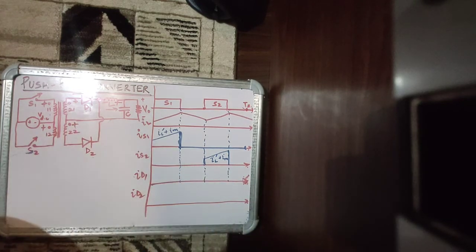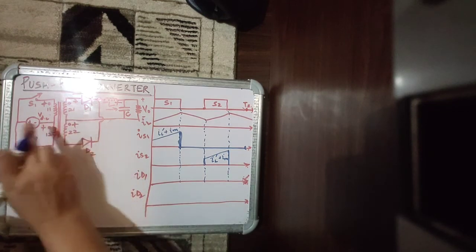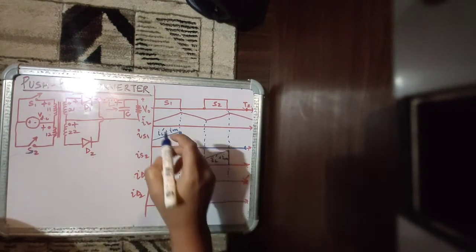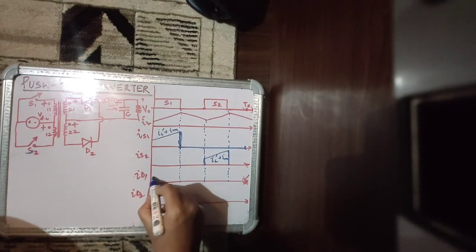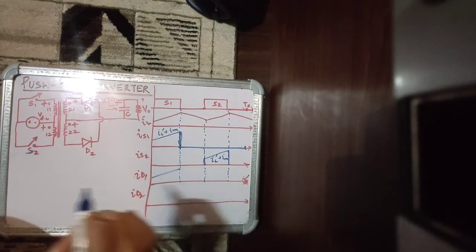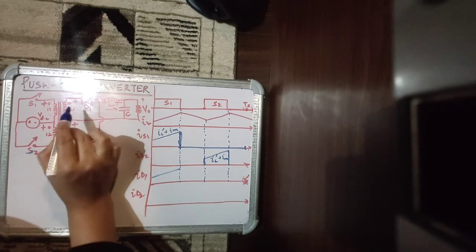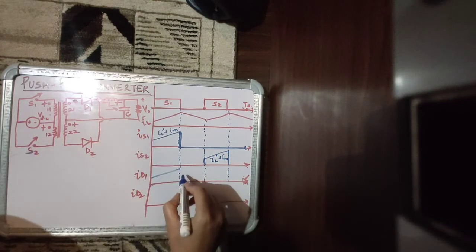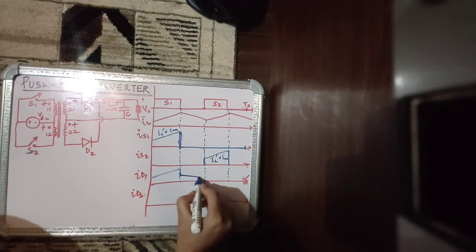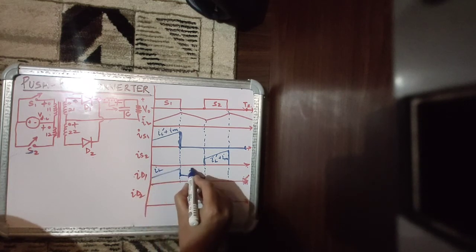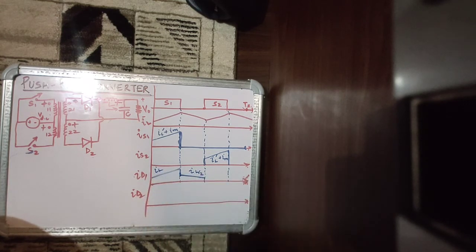Diode D1 in the first interval is conducting, because the switch is conducting, this is positive, and it is carrying the inductor current itself, right? And then once it switches, this becomes negative, it will carry only IL by 2. So this is the current carried by D1, this is IL and this is IL by 2, right?